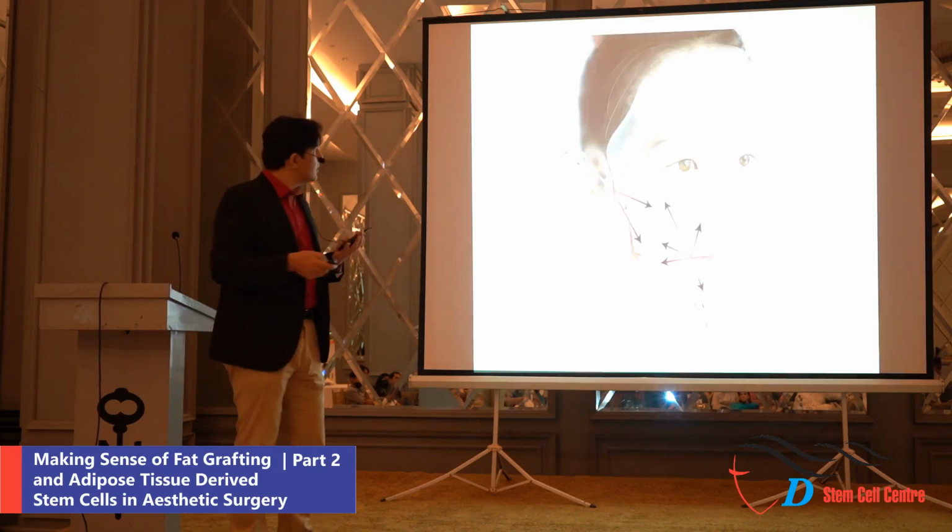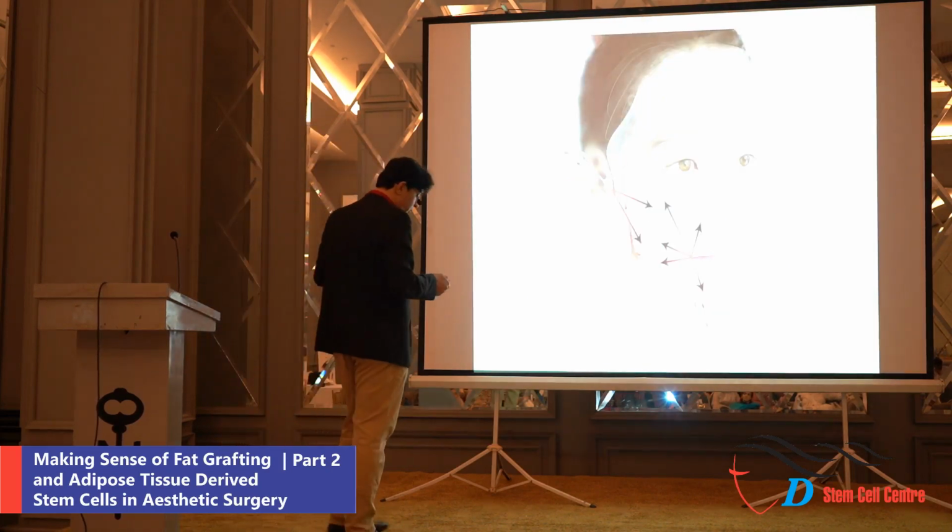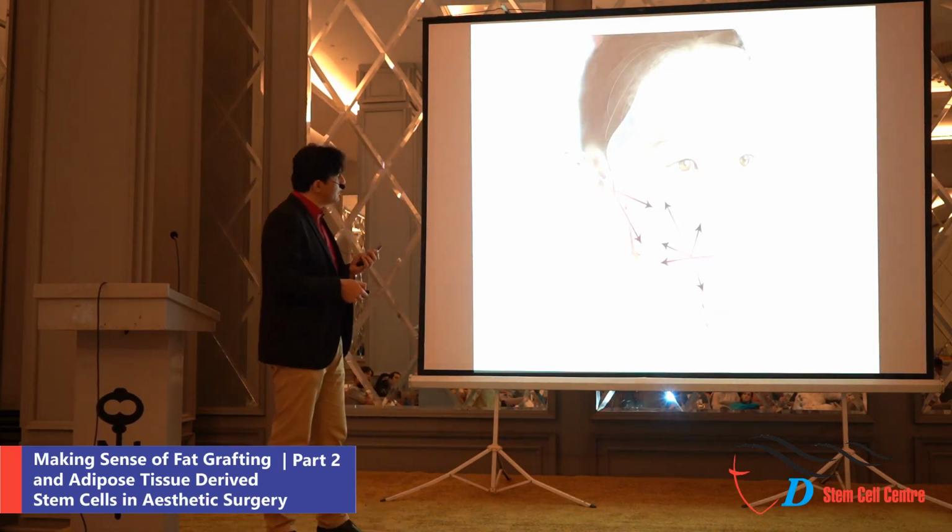So this is what I follow with my fat grafting protocol. I use only the intraoral incision, and these are the different areas which you have to fill.